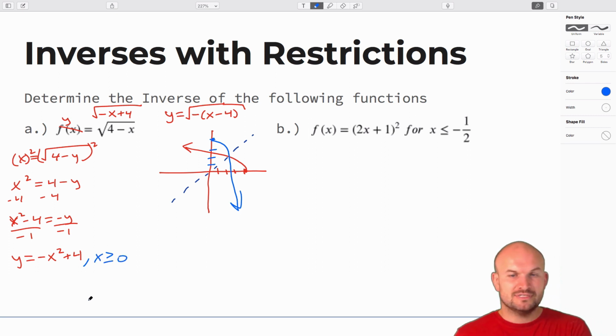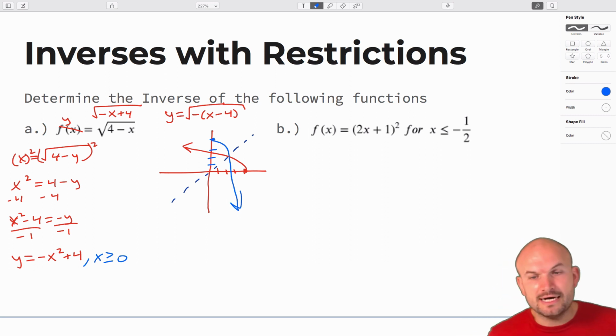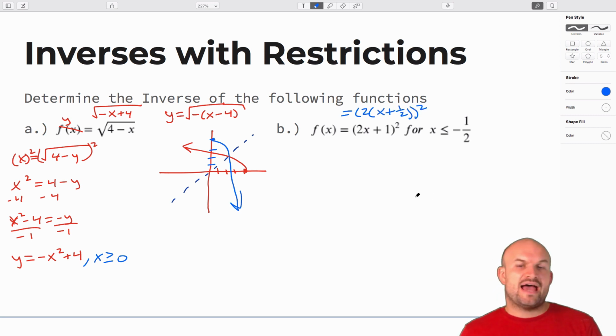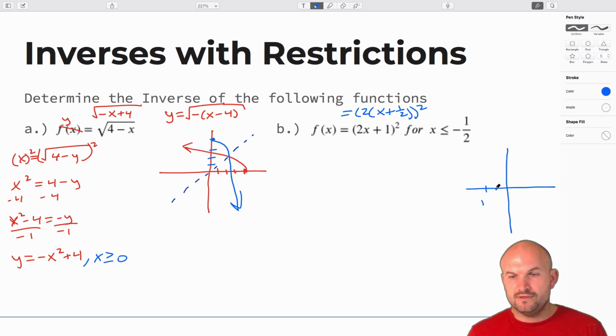Then the next one comes down to the same thing. We recognize this as a quadratic, and obviously, guys, a quadratic is not one-to-one. So in the same idea, we have to restrict the domain. Now, hopefully we recognize, by factoring out the 2, that the graph is going to have a horizontal compression of 2 and a horizontal shift 1/2 unit to the left. So the graph looks something like this. Here's 1. Here's negative 1, I'm sorry. So that would be like negative 1/2.